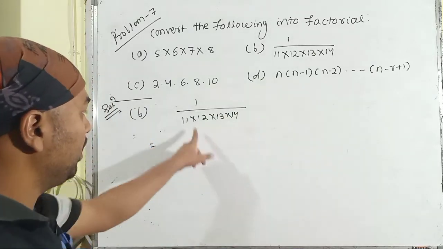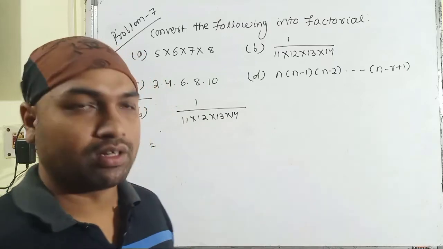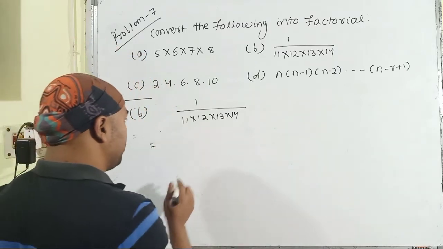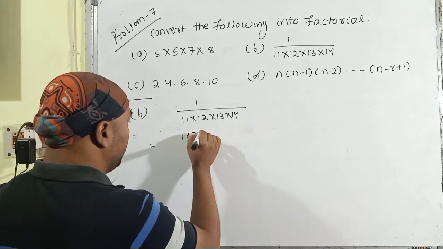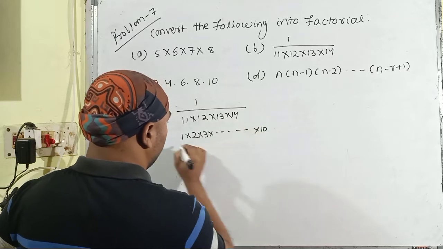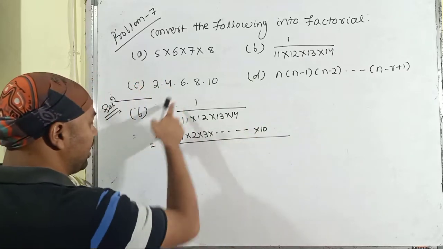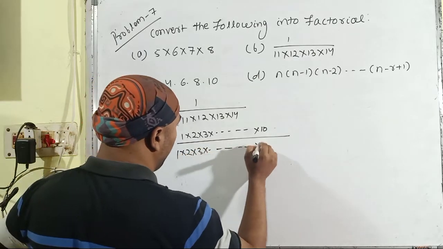Again, the denominator is not in the form of a continued product starting from 1. So first of all we have to express it in that form. Multiplying all of the terms starting from 1 up to 10 in both the denominator as well as the numerator, we can have, multiply all of the numbers.